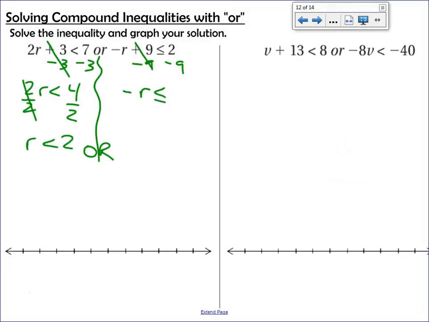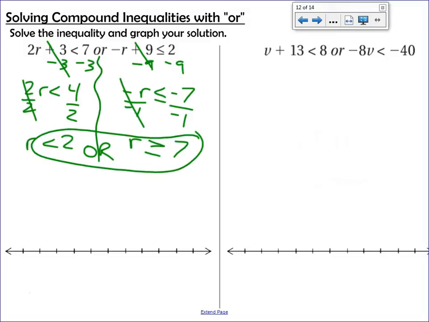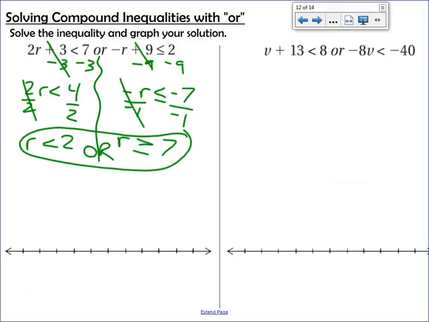Negative r is less than negative 7. Divide by negative 1. It's negative 1 times r. So when we're dividing by negative, that sign needs to get flipped, and we get a positive 7. So r is less than 2, or r is greater than or equal to 7. Okay, so on the number line, 1, 2, 3, 4, 5, 6. The values of r are less than 2, or the values of r are greater than or equal to 7. Why don't you try the next example, pause the video, and start it up again when you're ready.